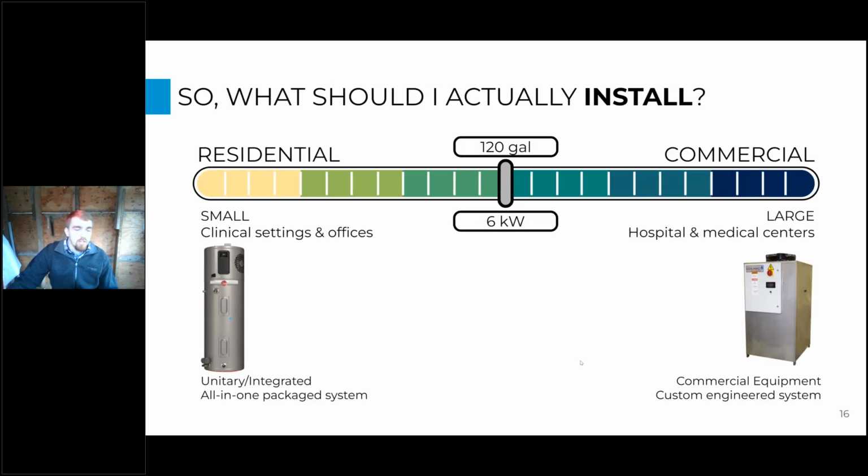And so if you're trying to find a system for a hospital or a clinic, you might ask, what should I actually install? Is it going to be residential or is it going to be commercial? And to determine this, you're first going to need to know what the size of the system needs to be. So first comes the system sizing, and then comes the determination whether it's residential or commercial, right? A small clinical setting or a small doctor's office might just need a residential system because they don't have the demand requirements that a commercial would.